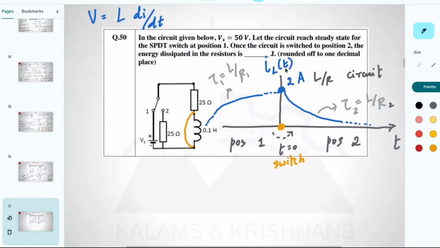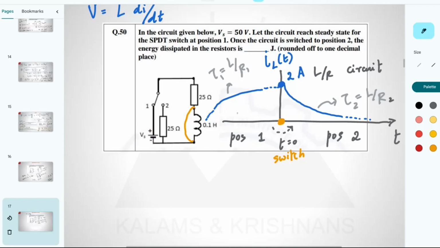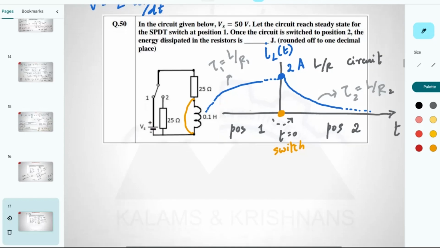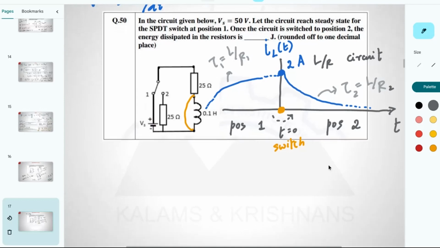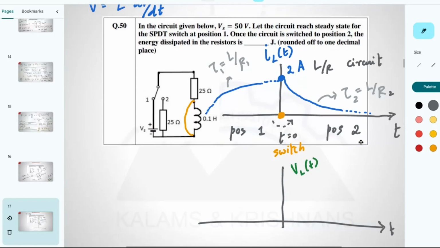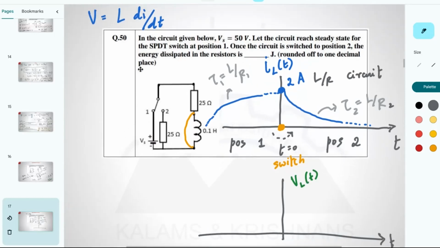Technically, given current as a function of time, here you could draw voltage as a function of time. It's the derivative of this function. In fact, I could leave that as an exercise: find the derivative of the function. This is fairly easy. You could draw technically VL as a function of time. So V is L di by dt. But what do they ask?